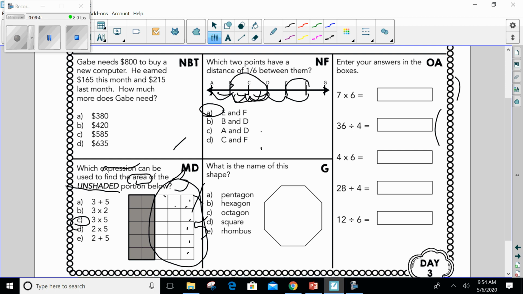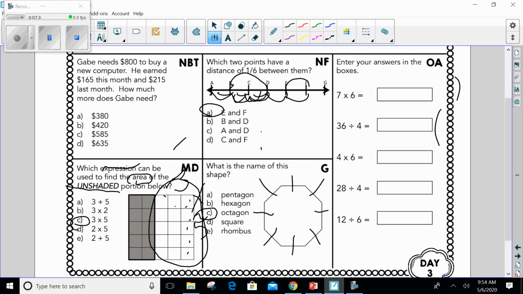What is the name of this shape? You have to count the sides of that polygon. It's a polygon because it's closed, it has straight lines, and it is a 2D figure. It only has length and width. It does not have depth. So let's look at this. 1, 2, 3, 4, 5, 6, 7, 8. It has 8 sides. Think about that. What is the name of that polygon? Octagon. Very good. Octa means 8.